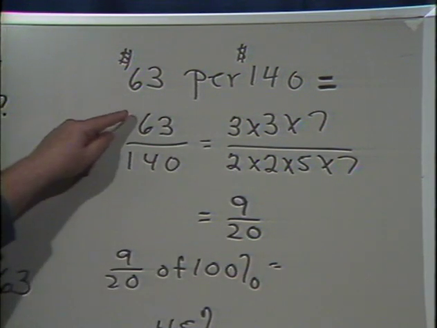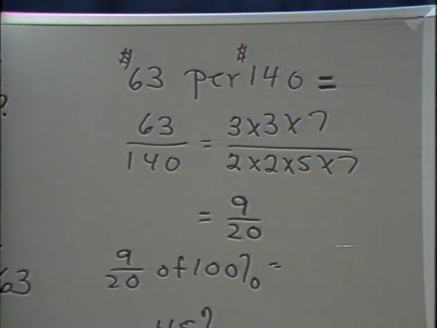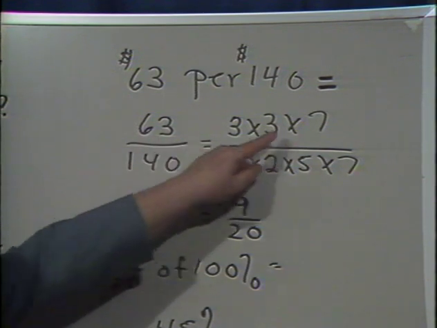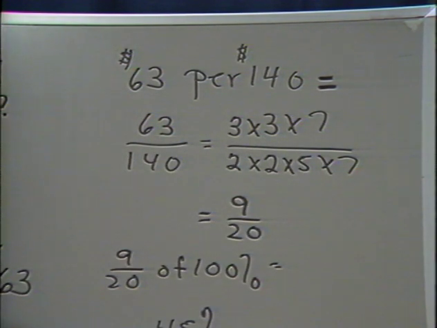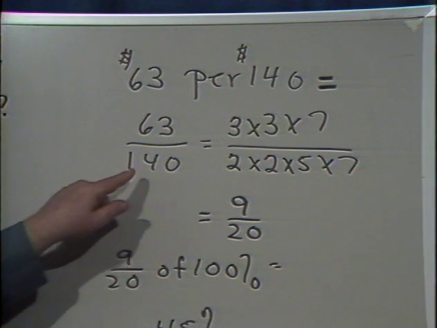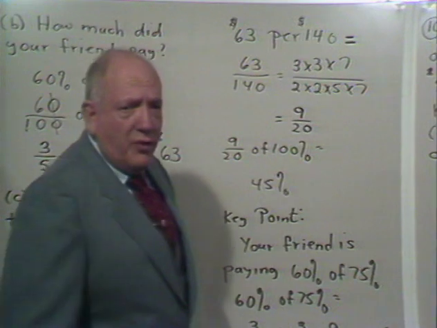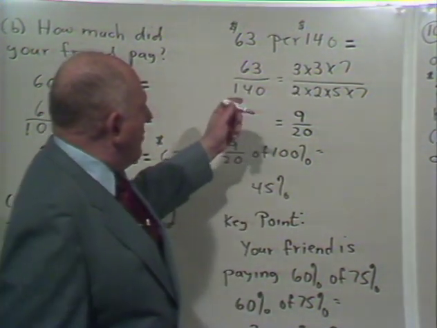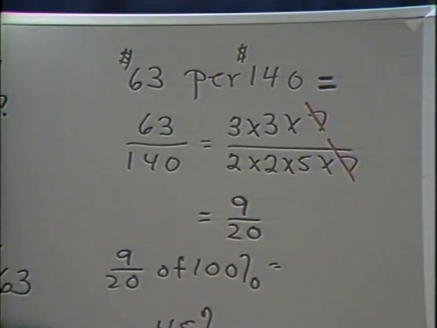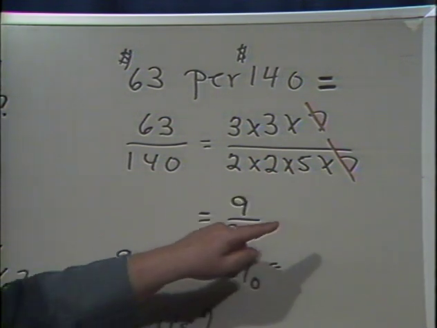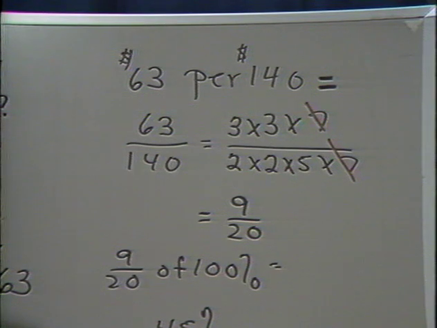So as a fraction, he's paying 63/140ths. Now, what does that reduce to? Let's see if we can handle this. You don't have to reduce this, but I think it's easier. See, 63 is 9 times 7. 9 breaks down into 3 times 3. 140 is, what, 2 times 70. 70 is 2 times 35, and 35 is 5 times 7. So if I break this down into prime factors, I notice that the 7's cancel. My numerator is 3 times 3, which is 9. My denominator is 2 times 2, which is 4, times 5 is 20. So the fractional part that he pays is 9/20ths.